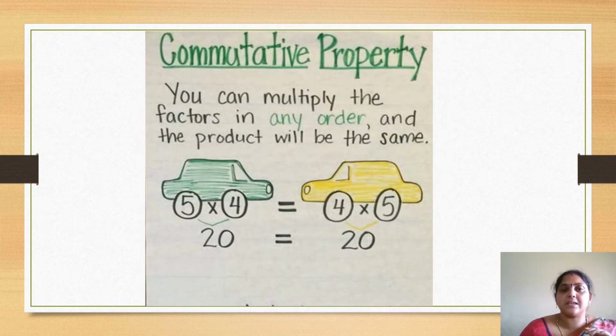Now we will see what is commutative property. We have one more property, that is commutative property. You can multiply the factors in any order, and the product will remain the same.